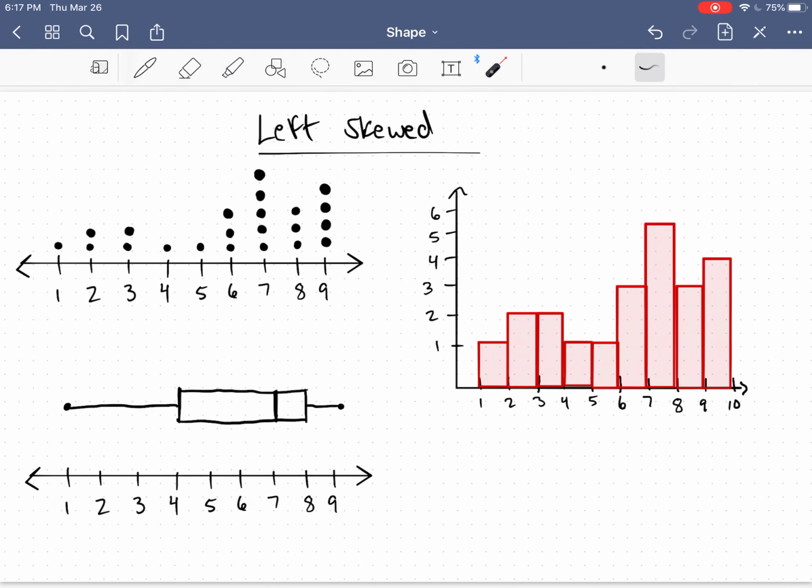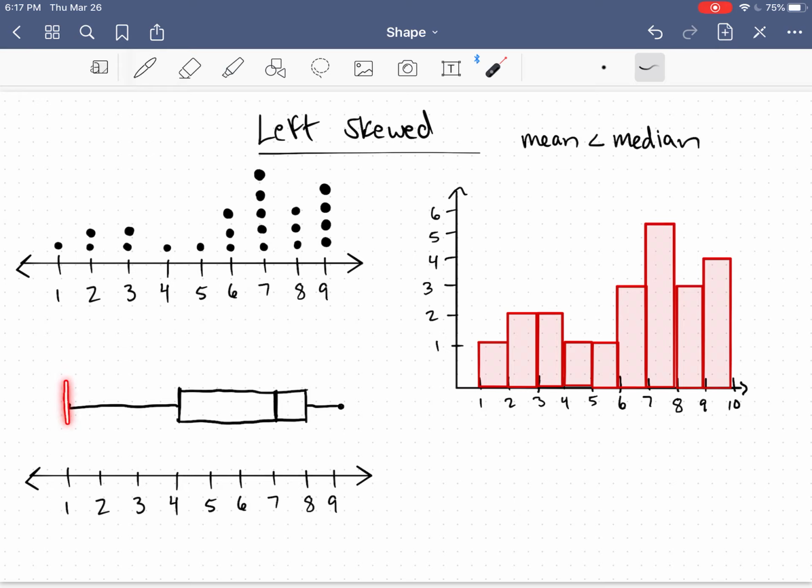A left skewed graph is pretty much the exact opposite of that. In a left skewed graph, most of our data is on the right, and then we have a few data points that are dragging it to the left. In this one, our mean is less than the median. So the mean is less than the median.